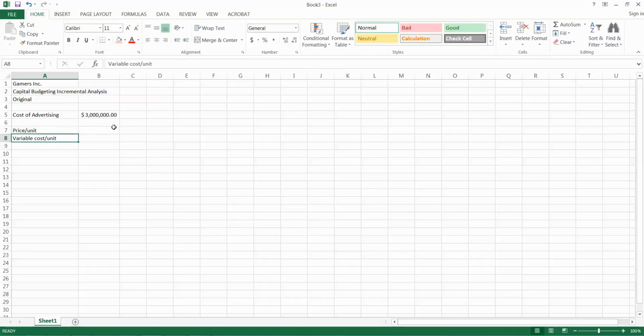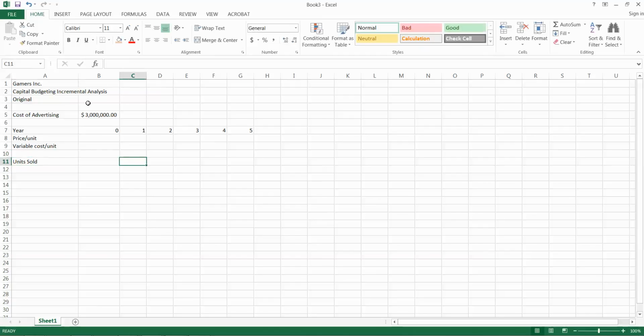And we're going to give ourselves some years here. So I'm going to give myself an extra row. And then I'm going to give myself year 0 because that's when we're making the investment ahead of time. And we're going to actually project 5 years worth of incremental impact from our investment in this advertising plan to raise awareness of our Gamers Inc. fabulous Seaside series.